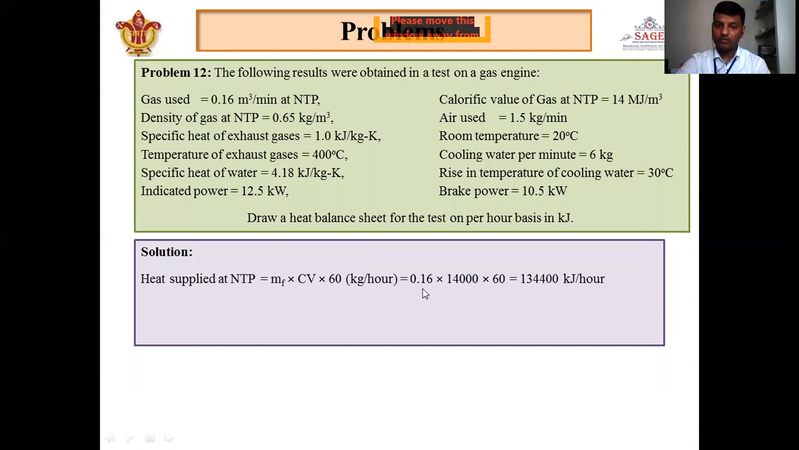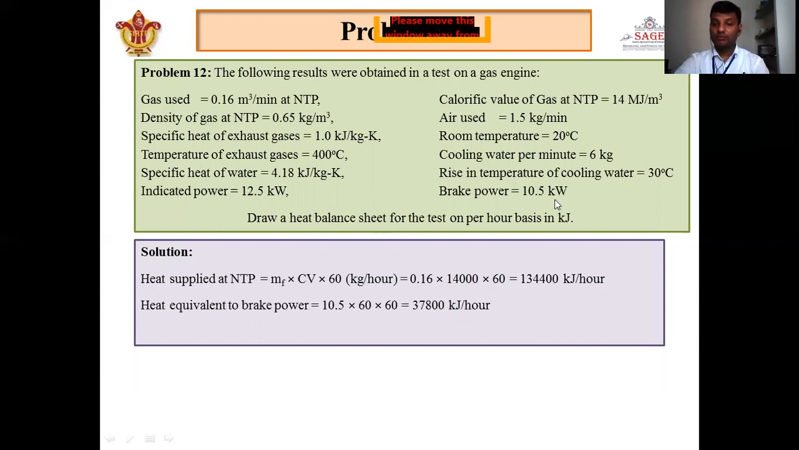So we are getting 0.16 into 14,000 into 60. In total we get 134400 kilojoule per hour of energy generated by the fuel when it burns in 1 hour. Okay, is it clear? Now next is heat equivalent to brake power.